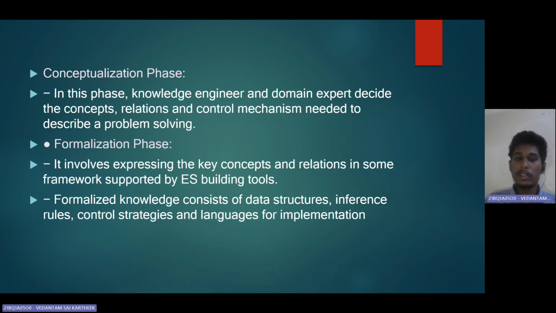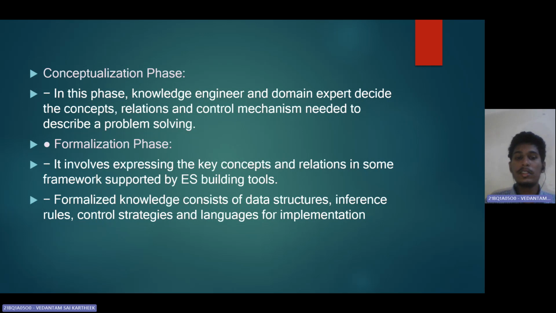The third stage after the conceptualization phase is the formalization phase. In this formalization phase, the key concepts and the relations are put in some framework supported by ES building tools. For example, in a medical expert system, the key concepts are the symptoms and the relations among them. So the main disease can be identified by the symptoms of the disease. Those are the key concepts and relations.